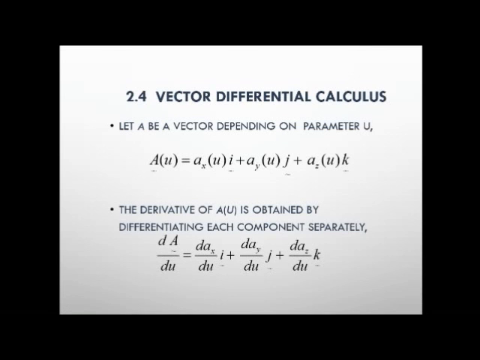Now we'll talk about vector differential calculus. Let A be a vector depending on the parameter u. In rectangular form we can write it as Ax(u) i cap plus Ay(u) j cap plus Az(u) k cap. We have to calculate the derivative of A(u), which is obtained by differentiating each component separately. That is, dA by du will be dAx by du i cap plus dAy by du j cap plus dAz by du k cap.